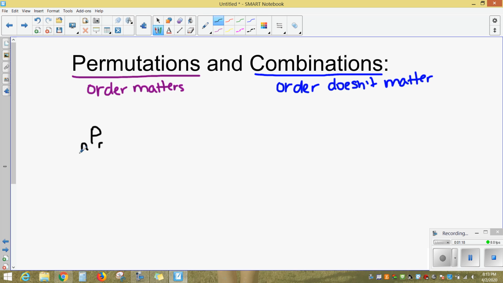When we're writing and finding a permutation, capital P for permutation, N is how many people or items are on my list to start with. R is how many I'm selecting for that order. Let's not put a number there yet, because my goal was to give you the formula. On the top, I have n factorial. On the bottom, it's n minus r factorial.